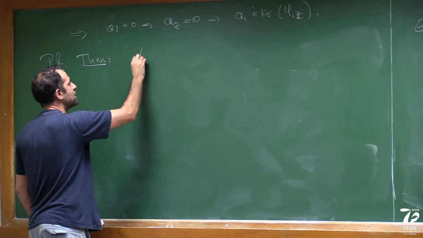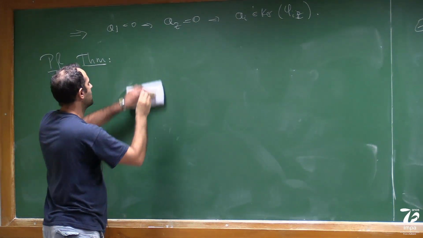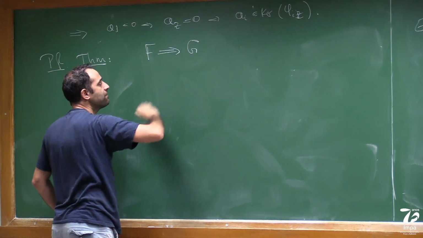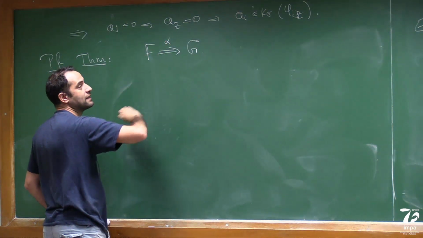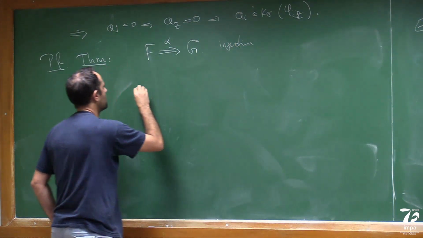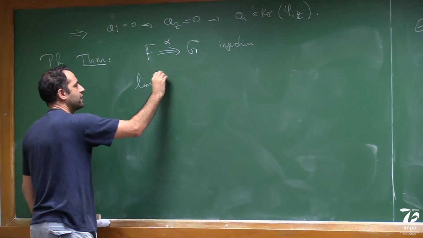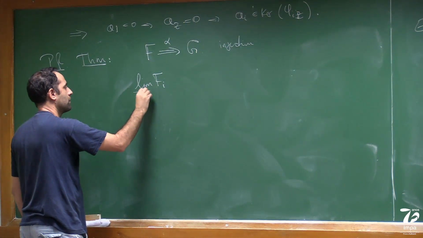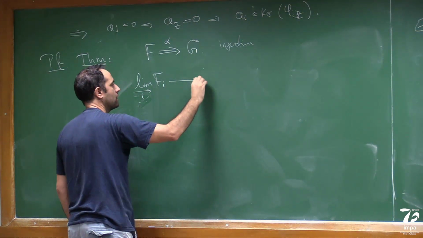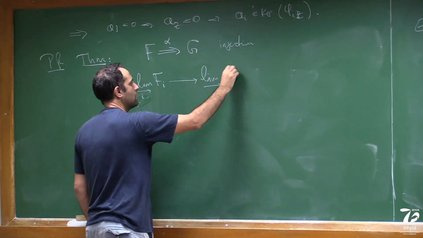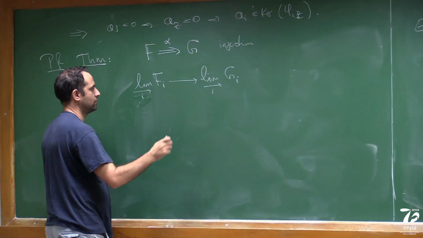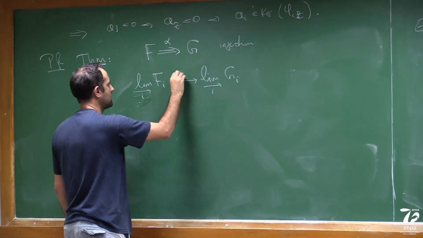So suppose you give me an injection. Let's say that you have a functor f and a functor g, and this is an alpha and this is an injection. So we have the co-limit. Let me call these guys fi now over I, and we have a map to the co-limit to these gi's. And I want to prove that this is an injection. Okay? So this is here my alpha.